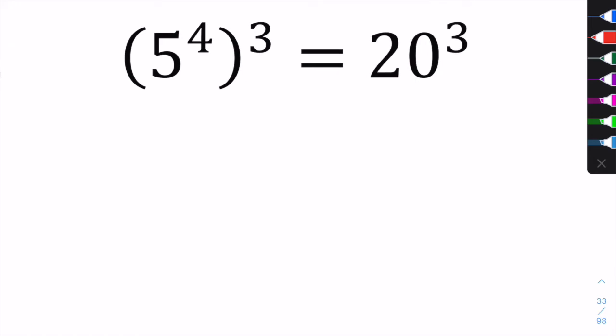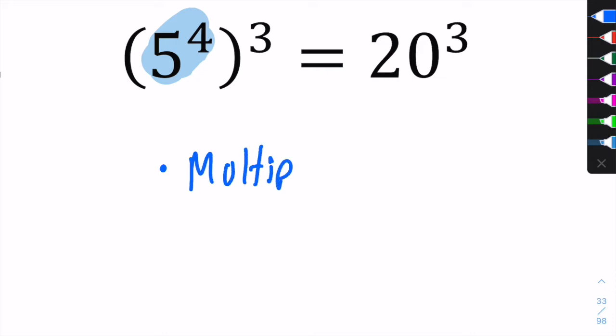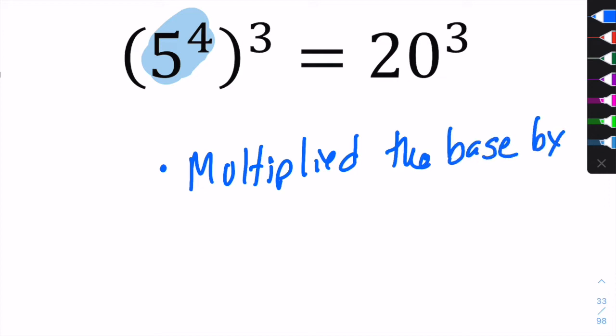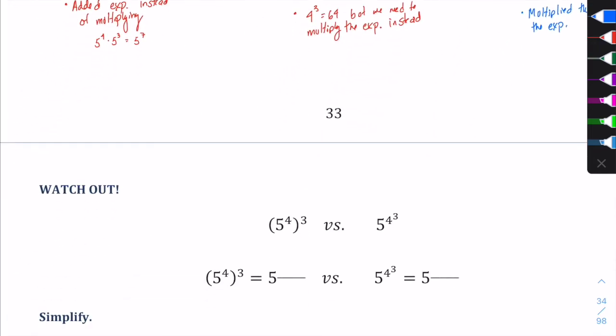Let's look at this example. 5 to the 4th to the 3rd. This might seem like, where on earth were they going, and hopefully you never make this mistake, but they actually did 5 times 4. They got into this thing that we need to multiply something, but they multiplied the 5 and the 4 instead of the 4 and the 3. Yeah, that's a goof for sure. We definitely don't want to do that. So they multiplied the base by the exponent. Don't want to do that.